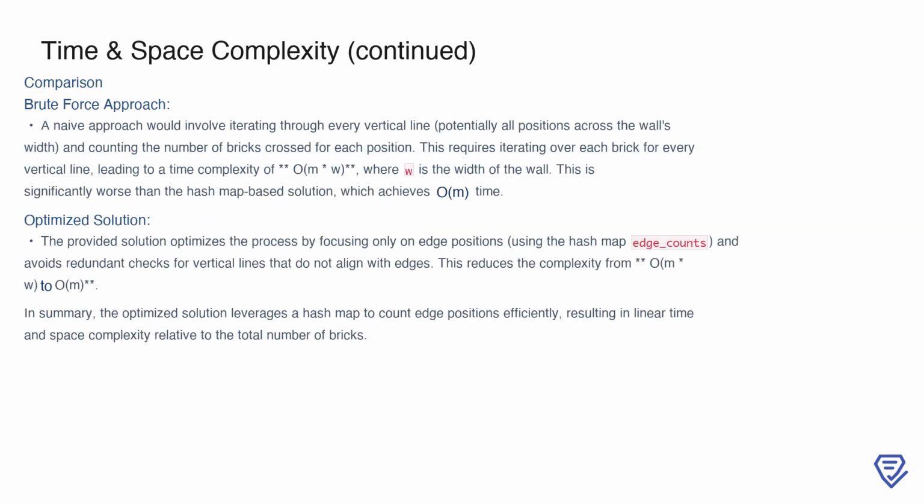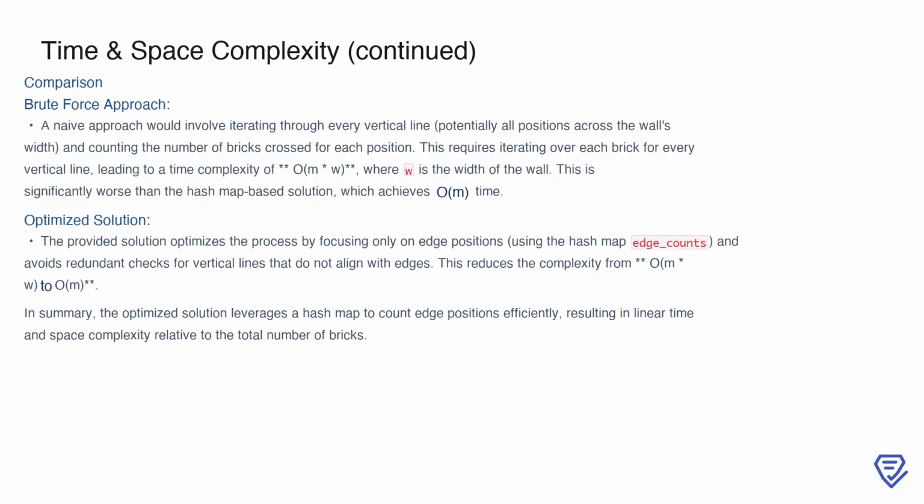To highlight the efficiency of the optimized solution, let's compare it to a brute force approach. A naive method would involve iterating through every possible vertical line across the wall's width and counting the number of bricks crossed at each position.